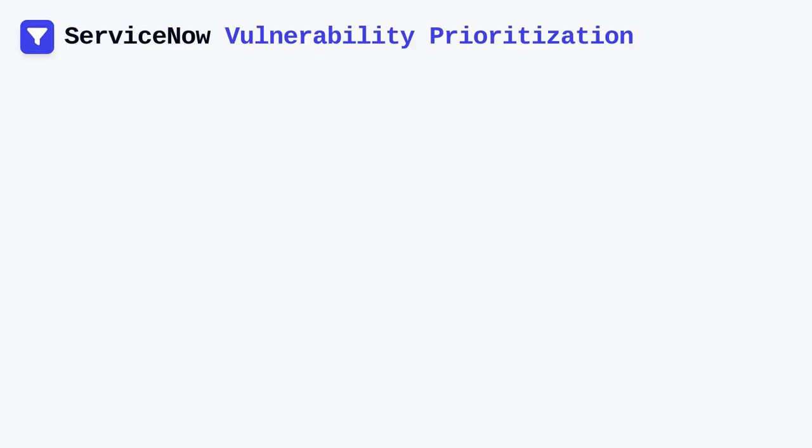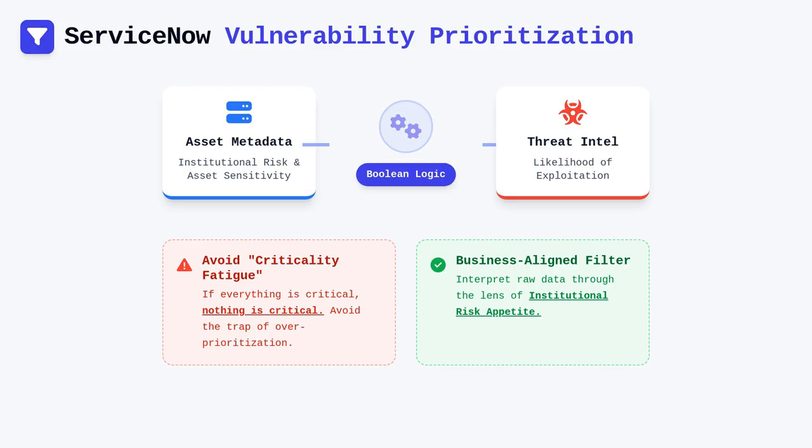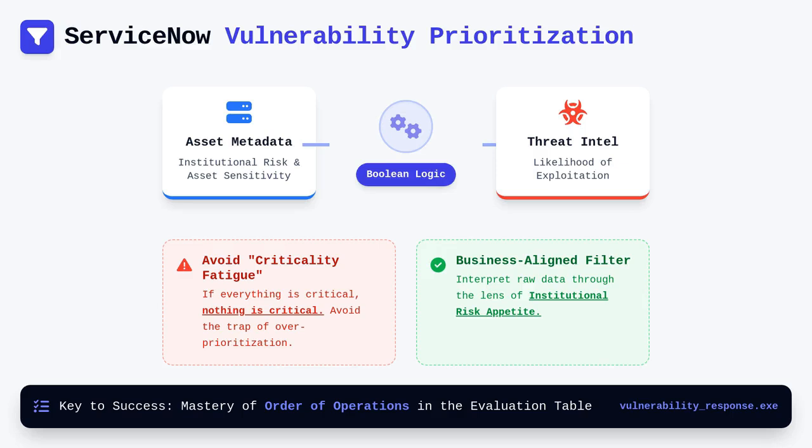A well-constructed rule avoids the trap of assigning high priority to every item, which leads to operational fatigue and missed signals. Instead, we must leverage the interplay between asset metadata and threat intelligence to isolate what truly matters. If we treat every vulnerability as critical, we effectively treat none of them as critical, undermining the entire purpose of a structured response program. We need to define criteria that combine asset sensitivity with the likelihood of exploitation. Therefore, understanding the underlying Boolean logic and the order of operations in the rule evaluation table is non-negotiable for success.